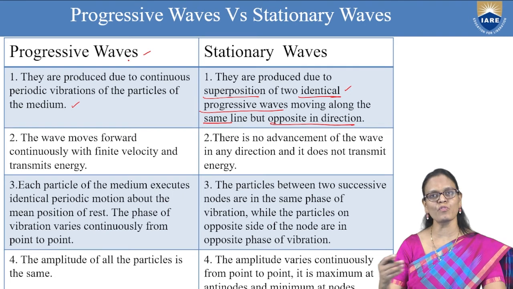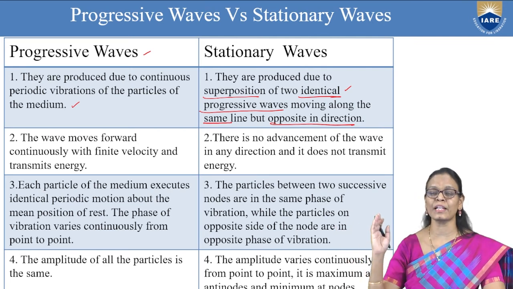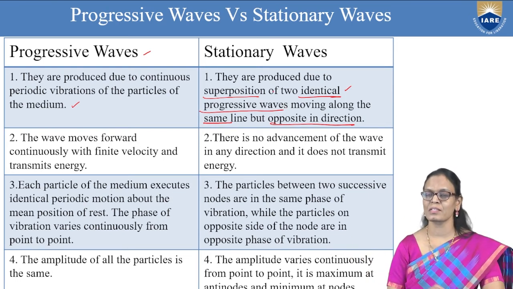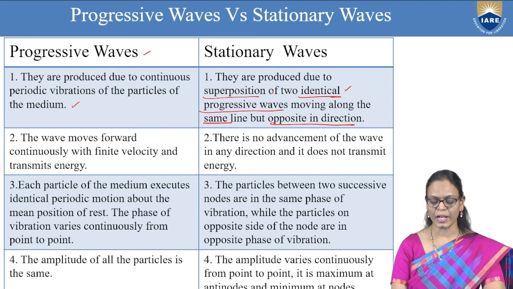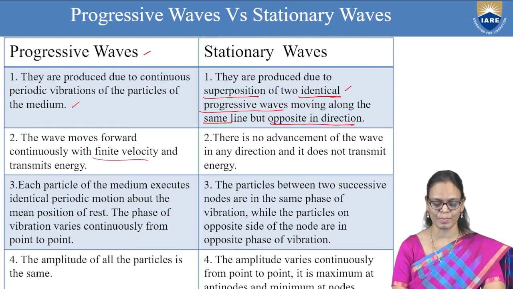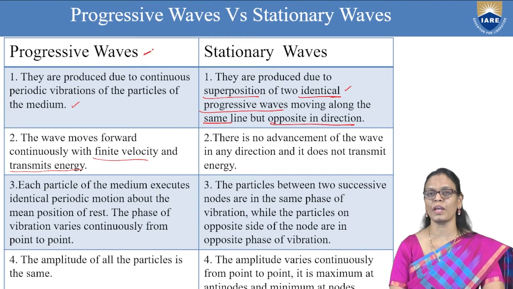Progressive waves means they move forward into the medium. Particles of the medium vibrate continuously. But in case of stationary waves, the wave does not proceed forward. It is reflected back. And what we have here is a stationary wave. And the second point, the waves move forward continuously with finite velocity and transmit energy. So the energy is carried forward in a progressive wave.